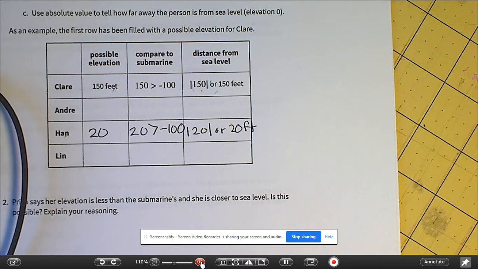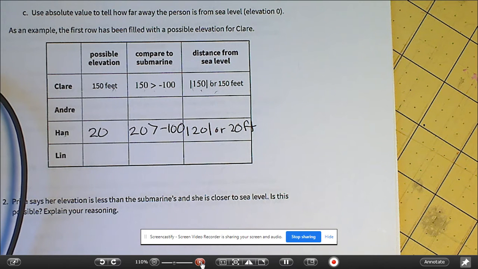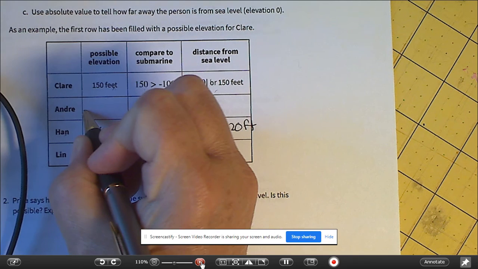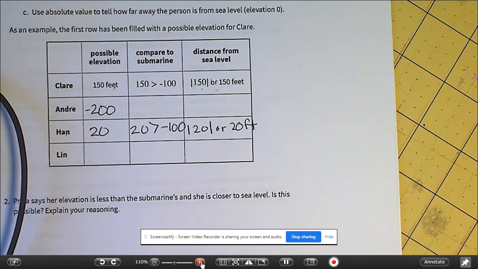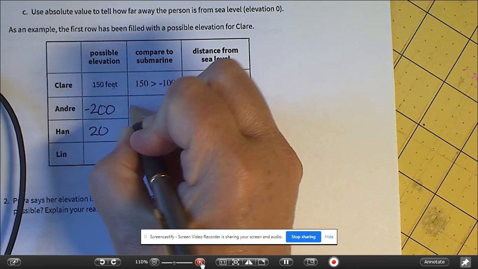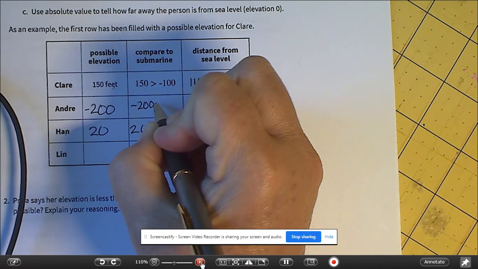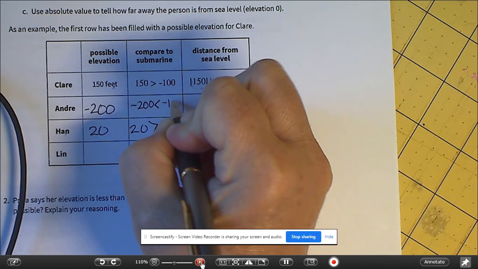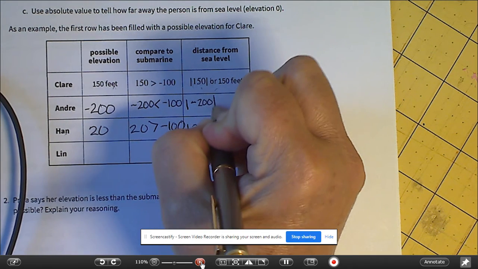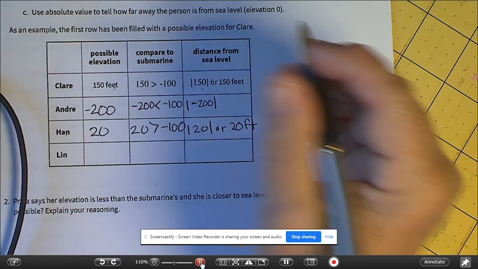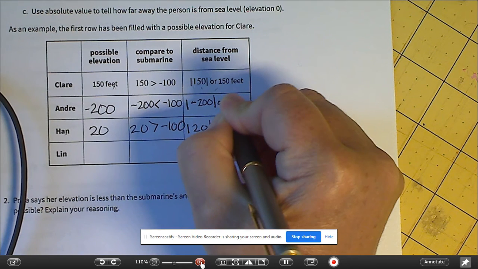All right, so let's go back to Andre. Andre's elevation is less than the elevation of the submarine. So if Andre is less than negative 100, he can be negative 200. So negative 200, how does that compare to the submarine? It is less than negative 100. And the absolute value of negative 200 is 200, or 200 feet.